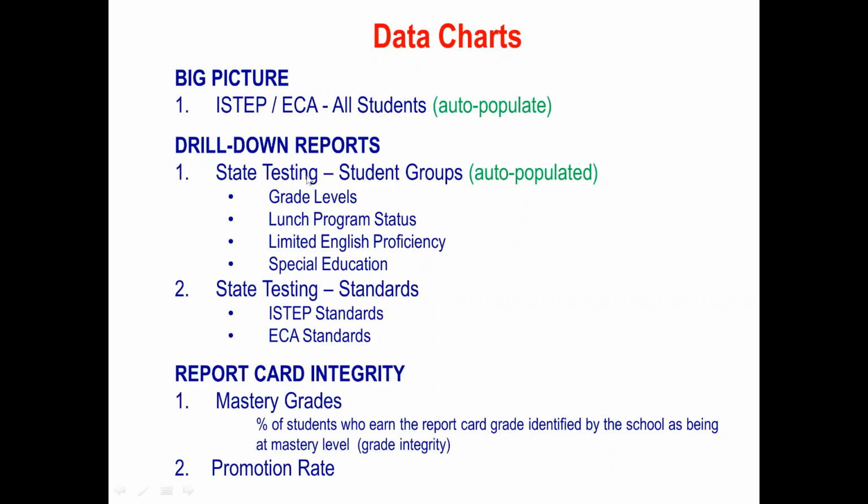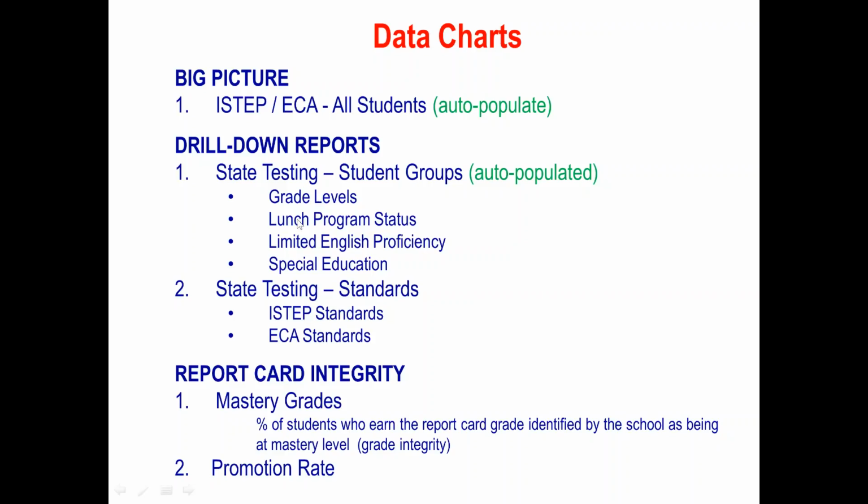So we look again at the state testing, but now we're going to disaggregate or drill down the data by grade level. So now I can say, oh, it's the third graders that aren't achieving. Oh, it's the free and reduced lunch kids, or it's the kids who have limited English, or it's the special ed kids. So we're drilling down the data so that we can know how to design our school improvement planning so that it's focused where it needs to be focused.